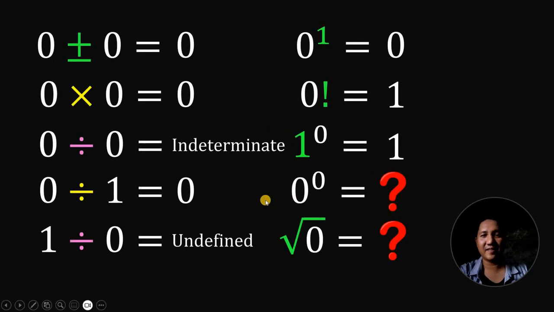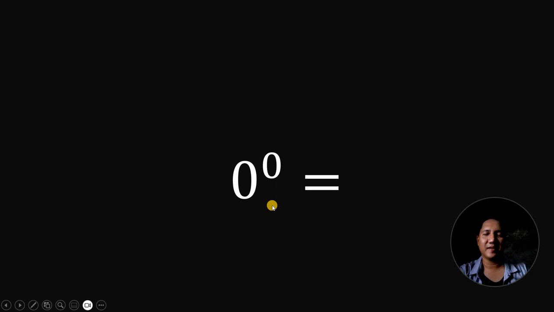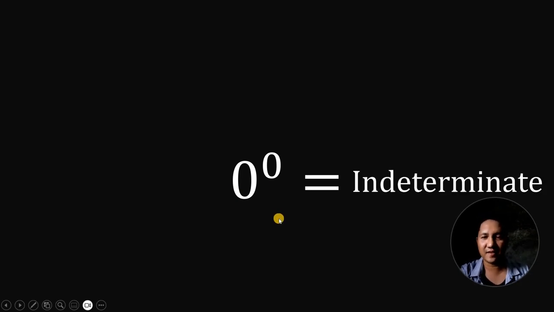How about the next question? What is now 0 raised to 0? Now in mathematics, this is also one of the indeterminate forms. So when you encounter 0 raised to 0, the answer to this question is indeterminate. Alright? So let's move on.